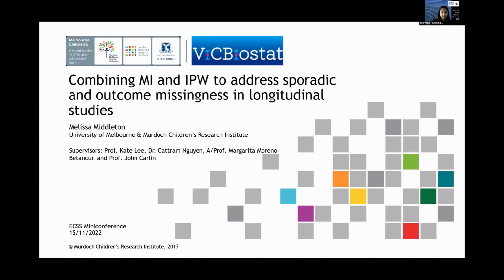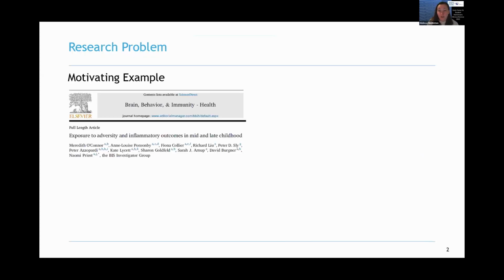Thank you, Sham. So as Sham mentioned, I'm going to be talking about how we can handle missing data in longitudinal studies where we have sporadic missingness as well as missingness in our outcome. So the motivation for my work has come from the paper that's shown on the slide here. Now in this paper, 53% of the children were actually missing the outcome, 42% were missing the exposure, and 12% were missing at least one of the covariates used during analysis.